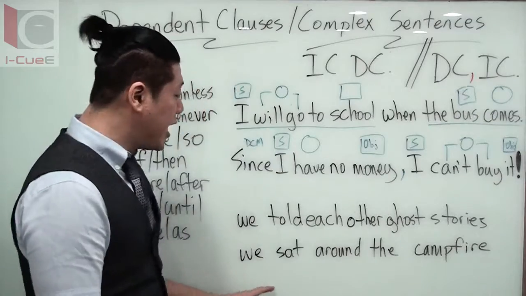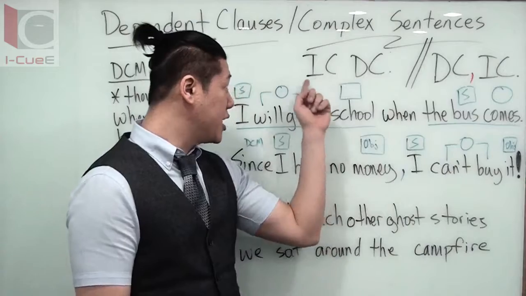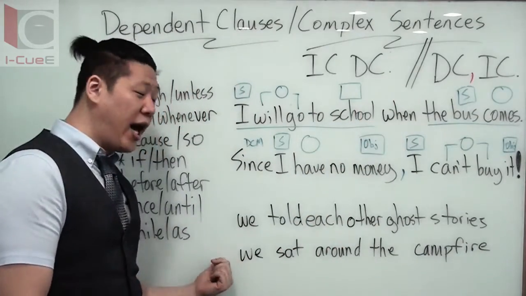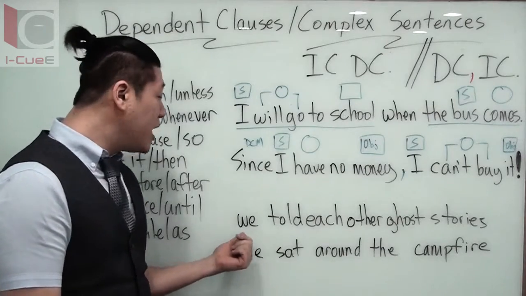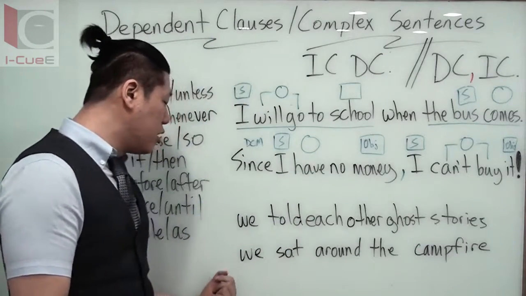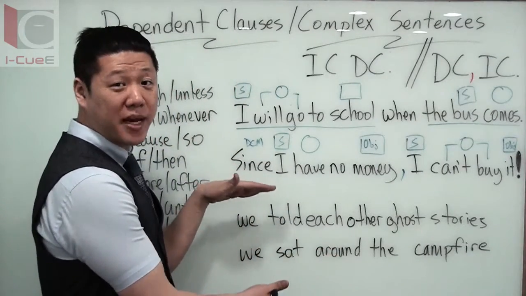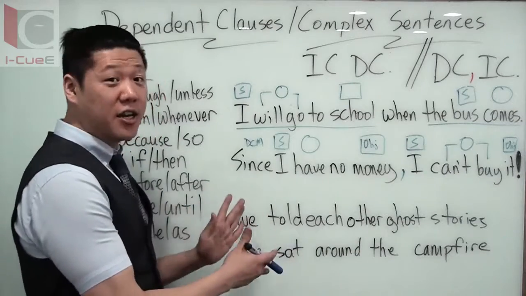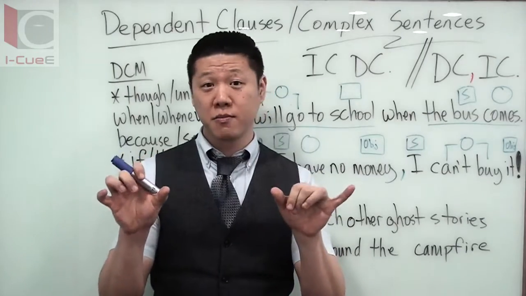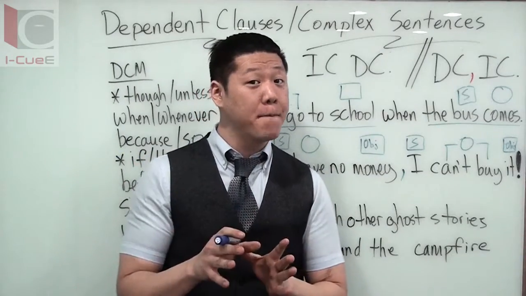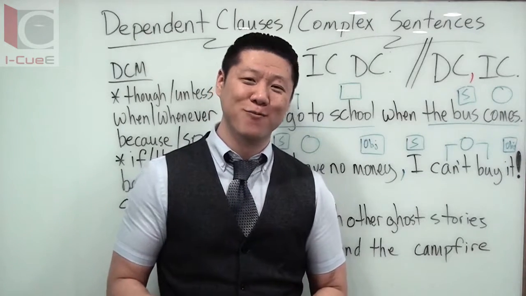Or, we sat around the campfire while we told each other ghost stories. Okay, so that's just using IC, DC. Well, how about using the while here instead? It's still the same idea of a sentence. So we told each other ghost stories while we sat around the campfire, right? I just switched which one of these is going to be your dependent clause, okay? And that's kind of the fun. All you need to do is find the independent clause, and if you can find those, then you can just add a DCM and turn that into a dependent clause. I hope this helps. Let's review.